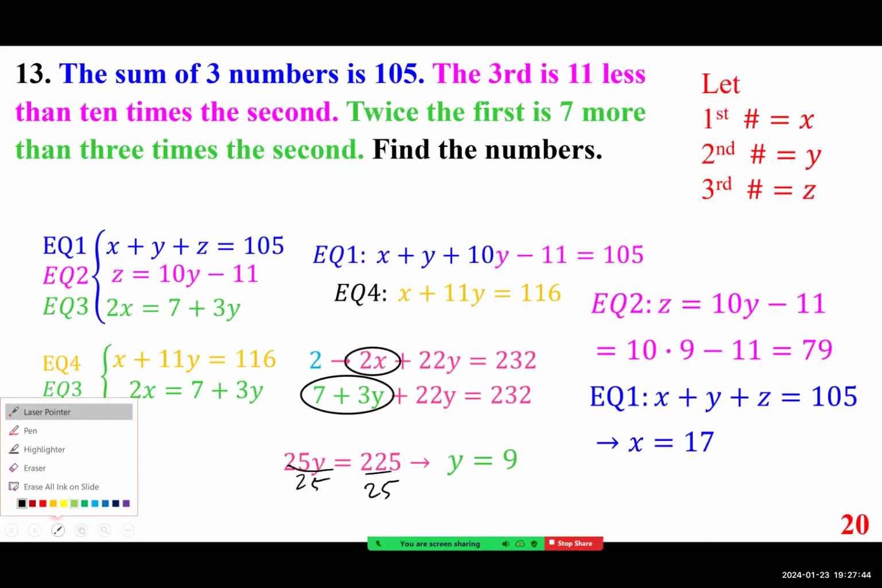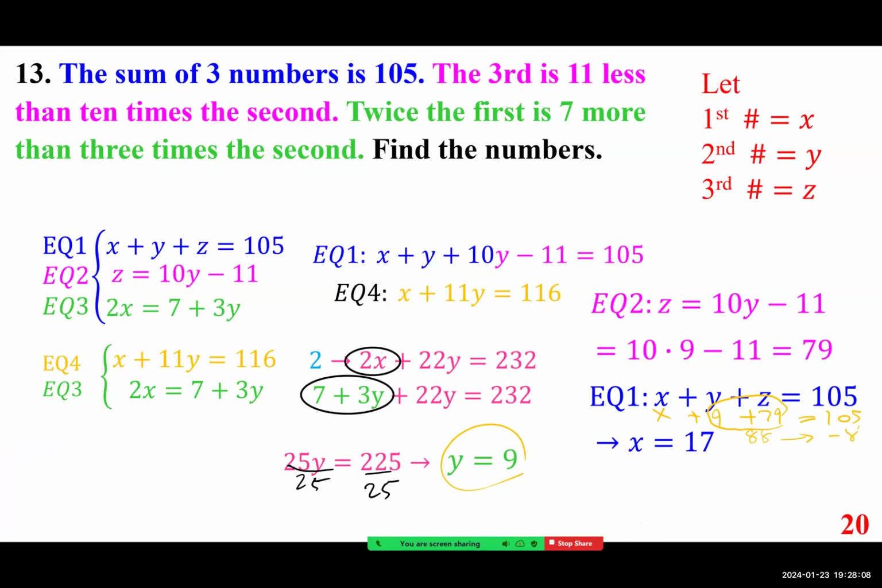Let's see, what color do I want to use? So I'm going to put x plus y plus z. So this is 88. We're going to subtract it, and we get 17. So these are the answers. And as always, we really must check. I'm going to leave it for you to check, everybody.